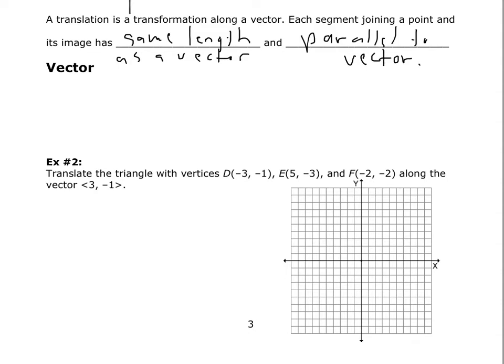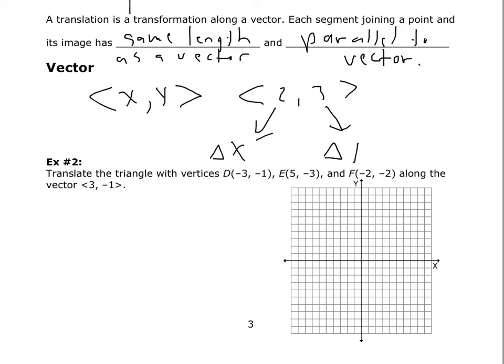the vector. Now, a vector isn't a word that you're probably familiar with, but it's similar to an ordered pair. But a vector is always going to be in this form. It's going to be inside of these brackets, and you're going to have an x and a y. So if you had an example vector, you could say 2, 3. That 2 represents the change in x, and the 3 represents the change in y. So you need to be aware of what a vector means.